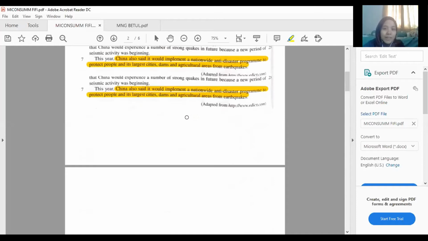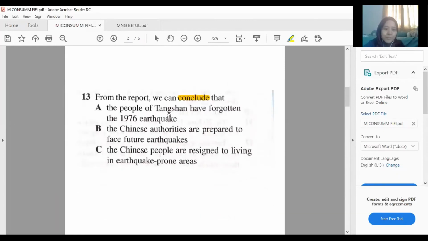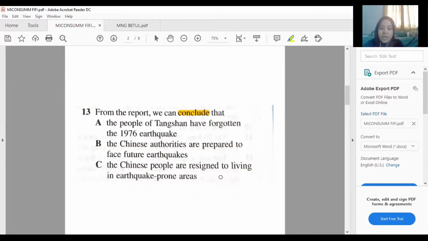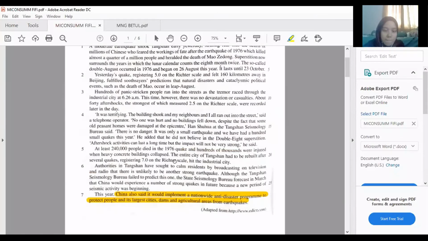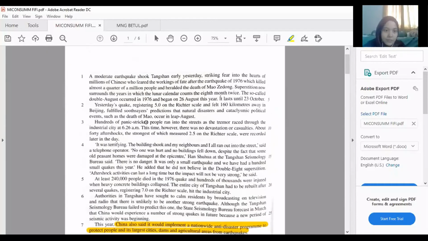from the report. So from this report, I'll read the answers. The people of Tangshan have forgotten the 1976 earthquake. The Chinese authorities are prepared to face future earthquakes, and the Chinese people are resigned to living in earthquake-prone areas. So I'll be referring to the passage, as this is a conclusion type of question. I need to read and skim the last sentence in the paragraph and try to conclude the passage based on the supporting details mentioned. Last sentence of every paragraph.